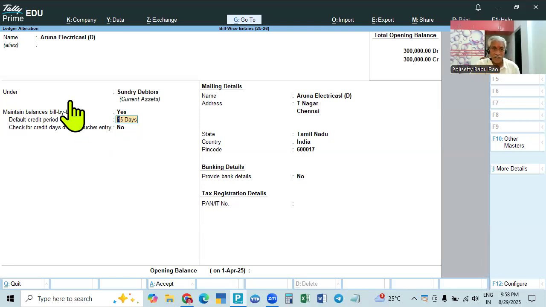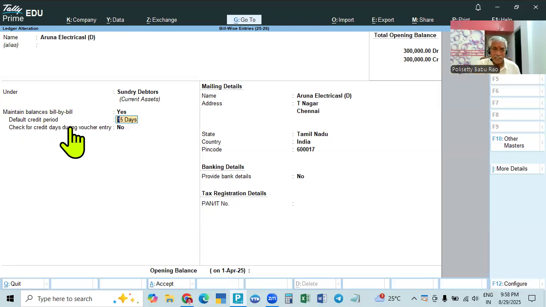There is another option. In addition to this, a separate option is fixing the credit limit. This is credit period, credit days, and the other one is credit limit, that is, entering the amount of the credit limit. We have to fix the credit limit amount.